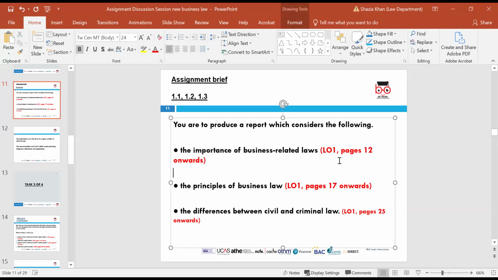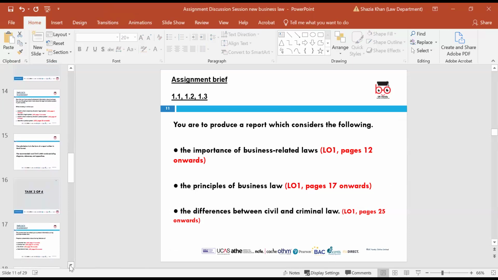For this part of it, you can go on to Learning Outcome 1, pages 12 onwards, which will help you look at the importance of business-related laws. Then the second part of it is the principles of business law. That is the heading. So you're looking at the principles of business law, and you will go on to Learning Outcome 1, pages 17 onwards to help and support you do that. Then the third part of it is the difference between civil and criminal law, which is on Learning Outcome 1, pages 25 onwards. So I've put the learning outcome for you there, so you have an idea of what you need to do and where you can find the things, okay?